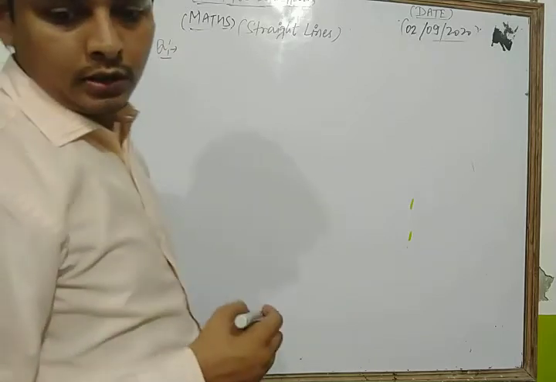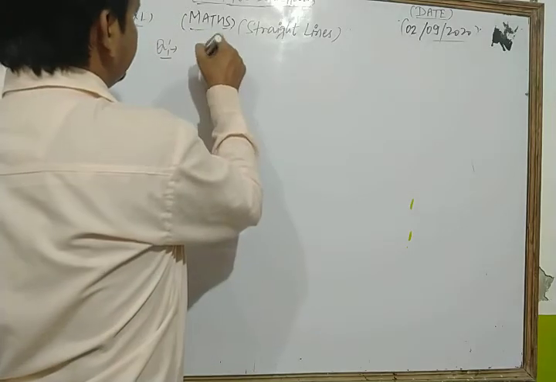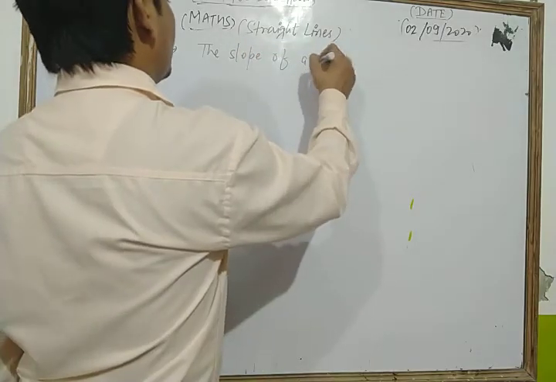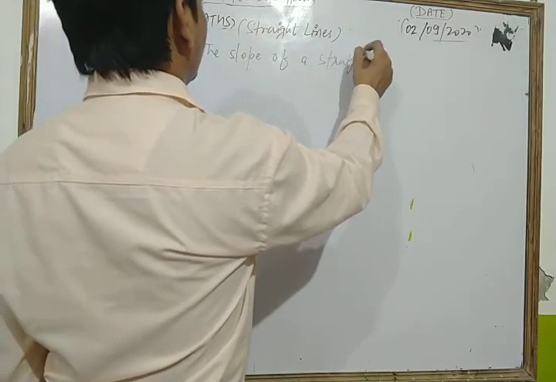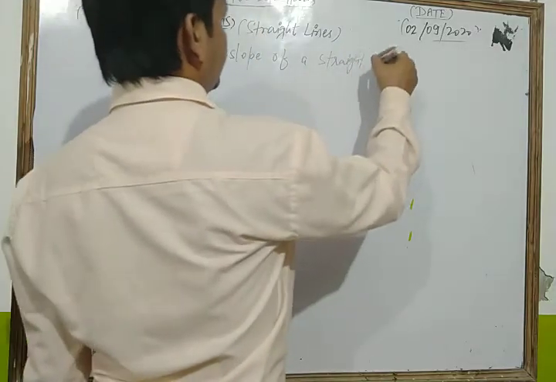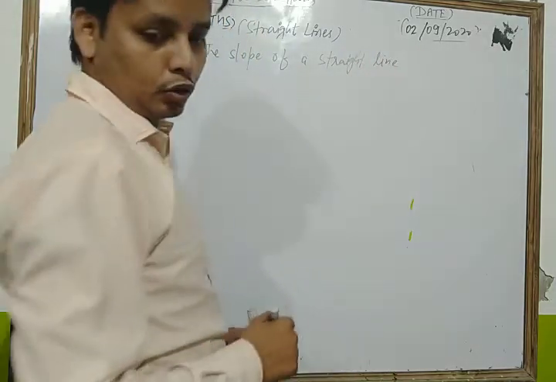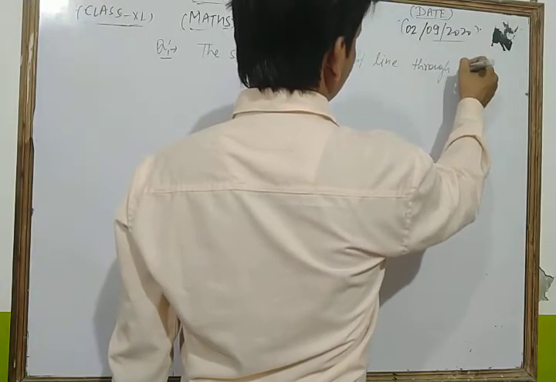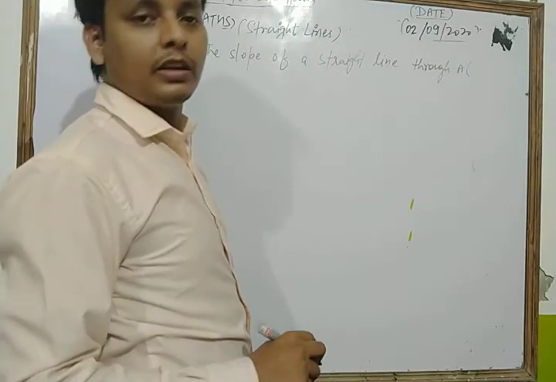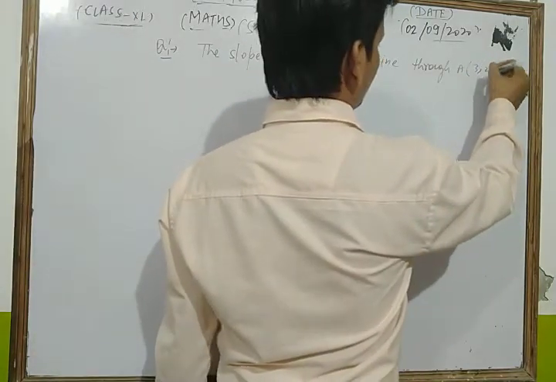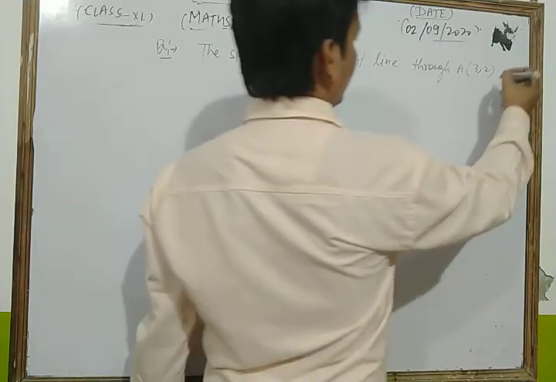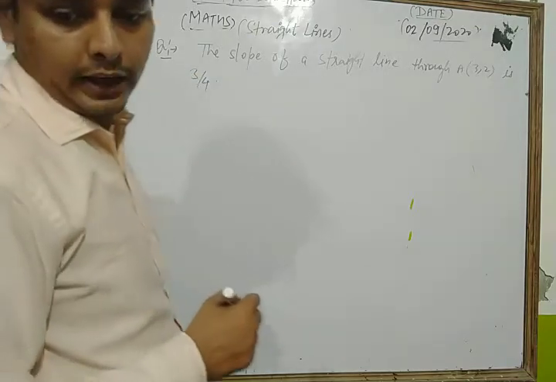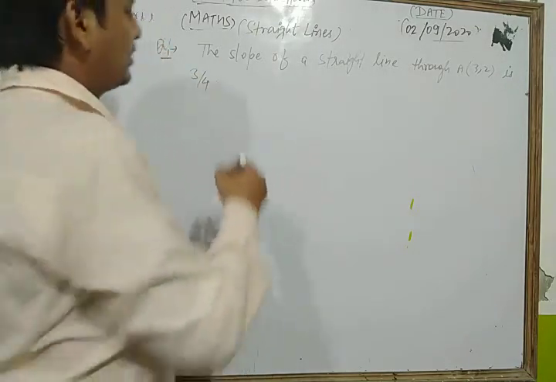We take a question, dear students. The slope of a straight line through A, B point through which the line passes through A (3, 2), is 3 by 4. Okay, find the coordinates of the points.